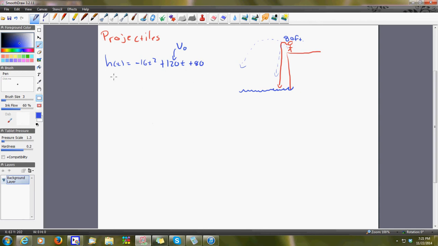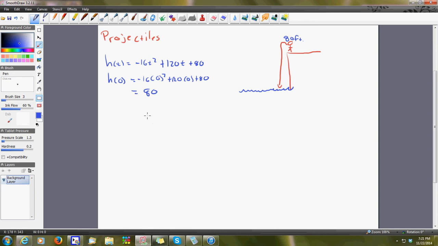And if the time is 0, we can figure out how high the bottle started, or I'm going to say we're throwing a bottle into the water, and we can find out how high it starts off. So if I plug in h of 0, I get plus 120 times 0 plus 80. Everything goes away except for the 80 at the end. So I'm starting at 80 feet.